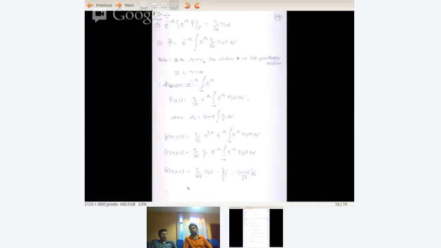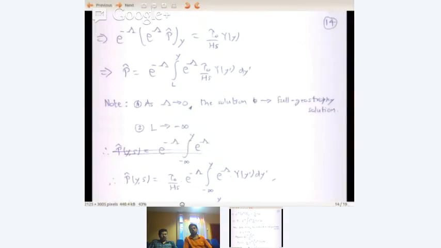So this is the integrating factor, and this is the equation we have: e power minus lambda into open bracket e power lambda into capital P hat, close bracket, differentiate with respect to y equals tau naught by hs into y of y. So we can write down capital P hat, that's simply equal to e power minus lambda, that will come from here when you take it to the right hand side, into integral from capital L to y, e power lambda, that comes from this term, into tau naught by hs into y of y prime dy prime.